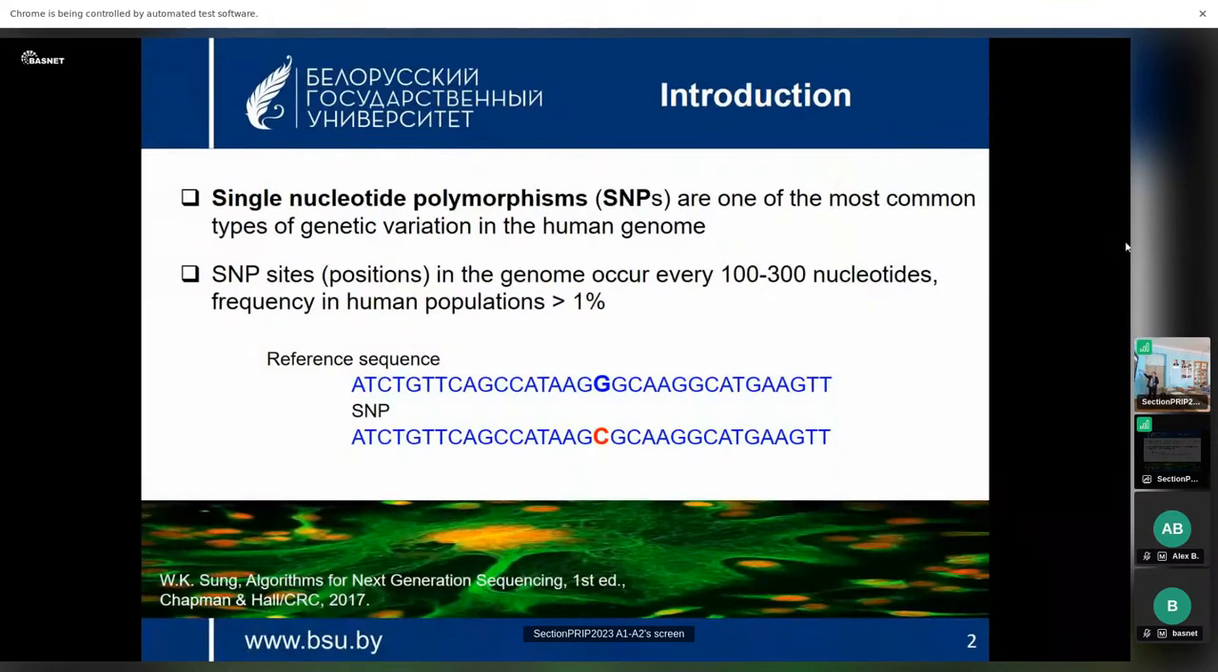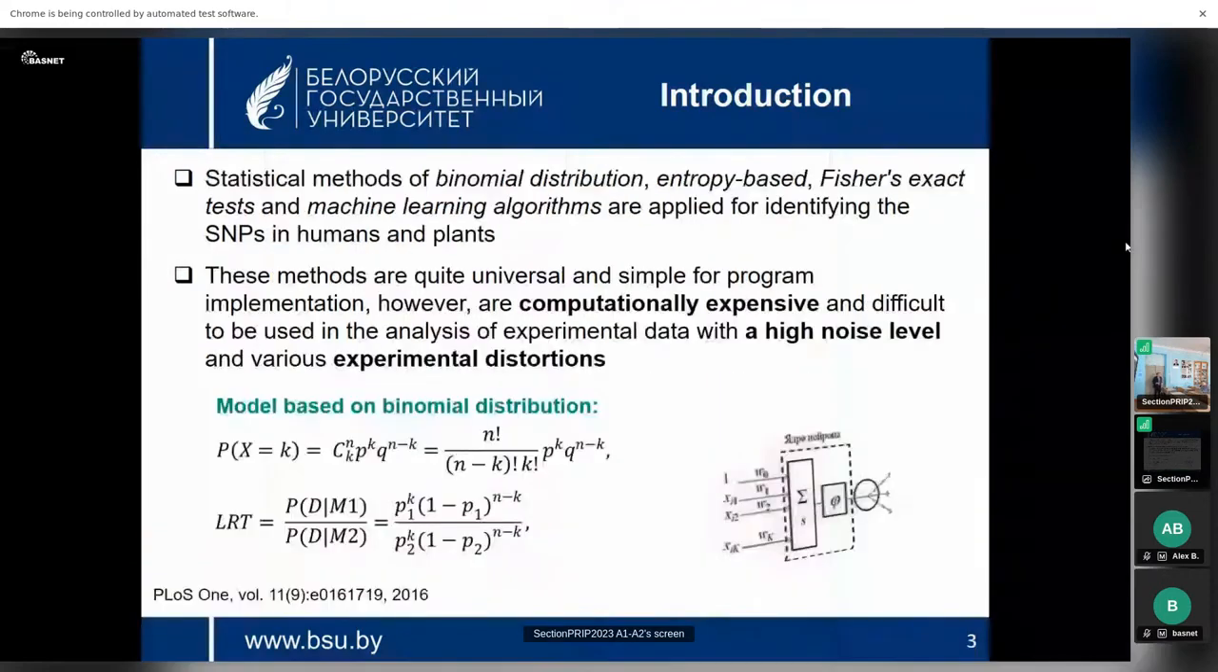This is a problem which we would like to address and improve the results which we have up to now. So what are the traditional approaches used in this area? I would say quite plenty of statistical methods, based on binomial distribution, entropy-based test, Fisher test, and nowadays also modern machine learning algorithms are applied, like neural networks, but not so much work has been done up to now, and mainly not in humans.